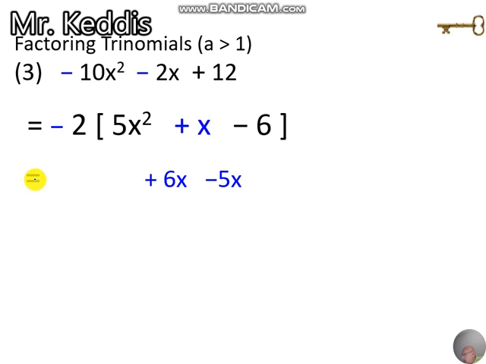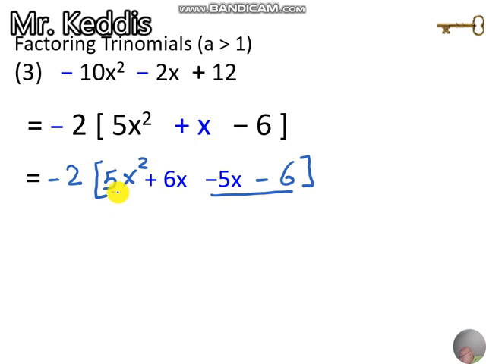I continue. Negative 2 outside. 5x squared. Here negative 6. I replace the x by negative 5x plus 6x. I group them. Negative 5x and negative 6. I take negative 1 as a common factor.